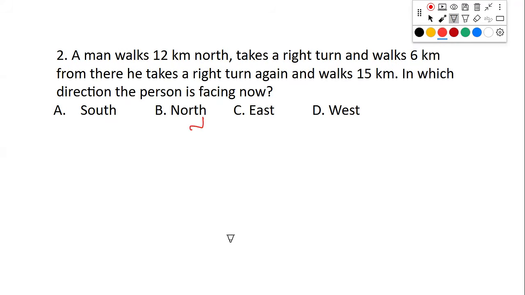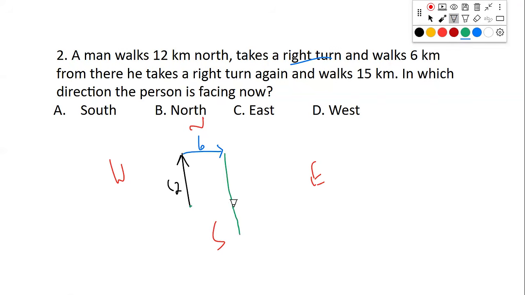So quickly, north, south, east, west. A man walks 12 kilometers north. Okay, so this is say 12 kilometers north direction. Takes a right turn and walks 6 kilometers. So I'm using different colors. Say 6 kilometers towards his right turn. Takes a right turn and walks 6. And there he takes a right turn again and walks 15 kilometers. So this time took a right turn and walked 15.